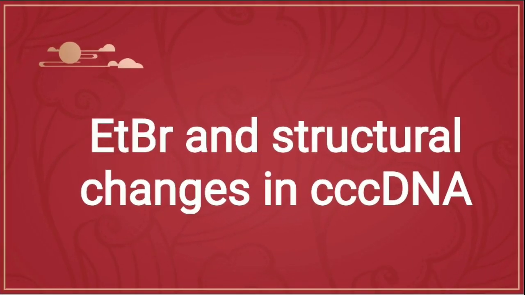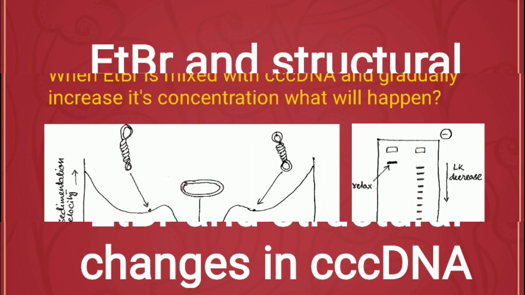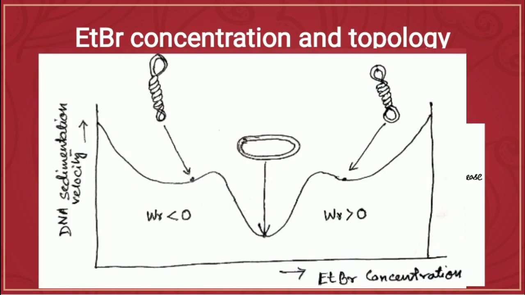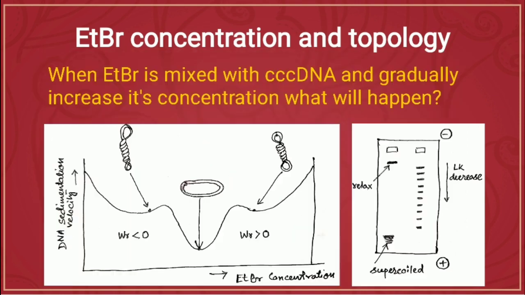And finally, what will happen if we increase the concentration of EtBr or other intercalating agents in a tube where covalently closed circular DNA or plasmid is present? Sedimentation velocity as well as writhe will change as described in the picture. Writhe is negative at low concentration and then it increases as the concentration is increased.